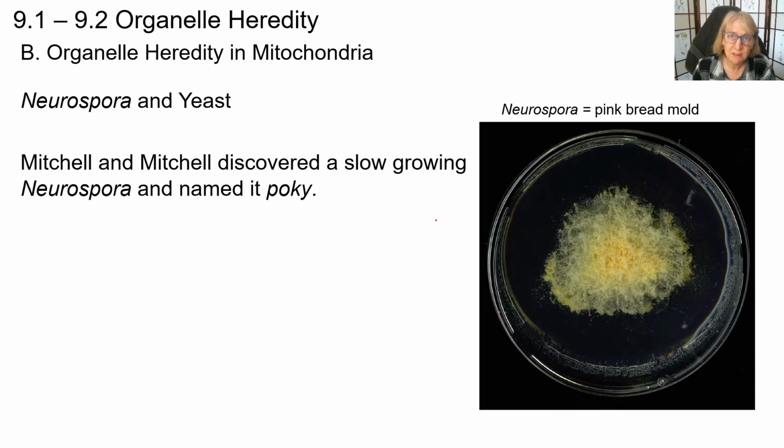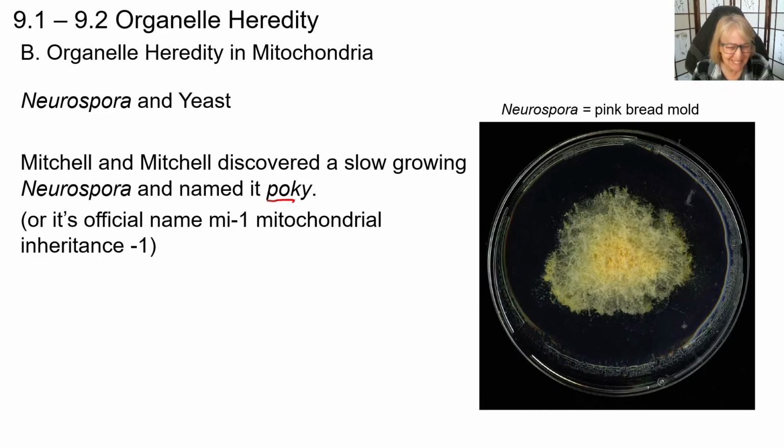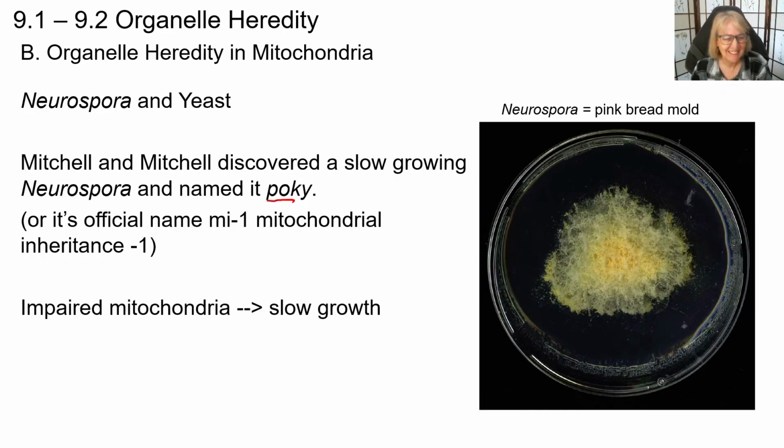Neurospora has a mitochondrial gene, so it's inherited along with the mitochondria, that slows its growth. It has some real fancy name about maternally inherited mitochondrial something something something, but everyone calls it pokey, which I really like. Oh, mitochondrial inheritance one. This is boring. We'll go with pokey. It basically impairs the mitochondria to have this gene. It's a broken gene that's not expressing the genes and the proteins that are supposed to be happening, so it slows the growth of the fungus.